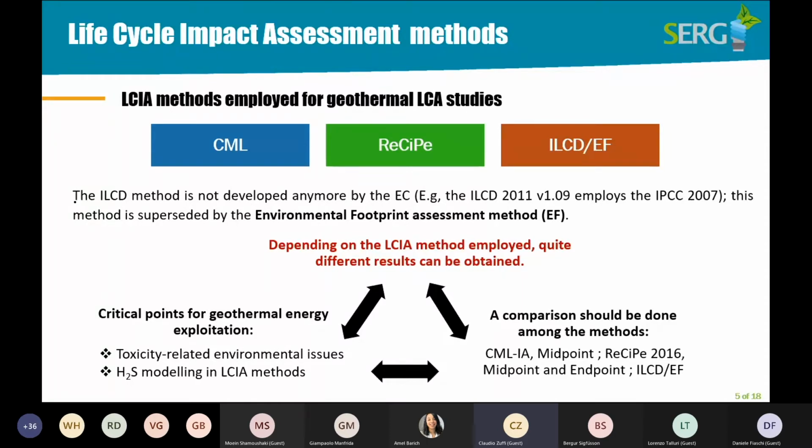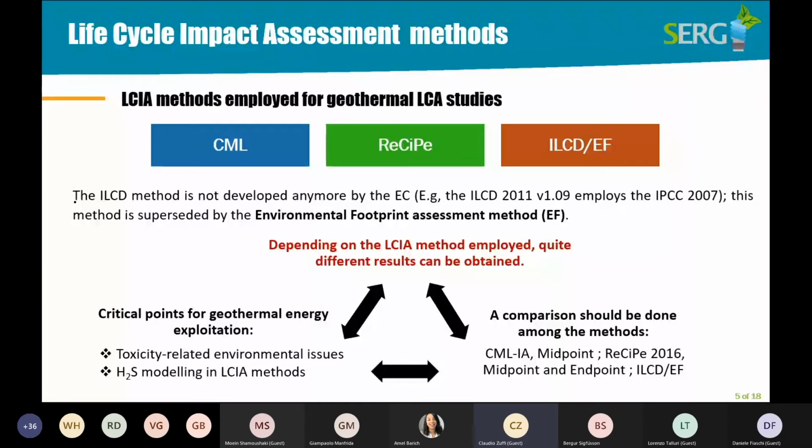There are some critical points for this type of calculation that may be related to toxicity issues and the calculation model for hydrogen sulfide. So it becomes necessary to make a comparison at midpoint level in order to choose one of these.